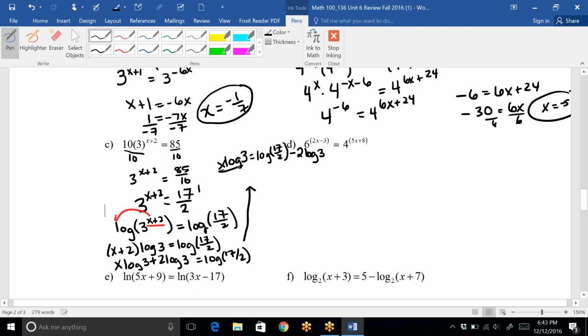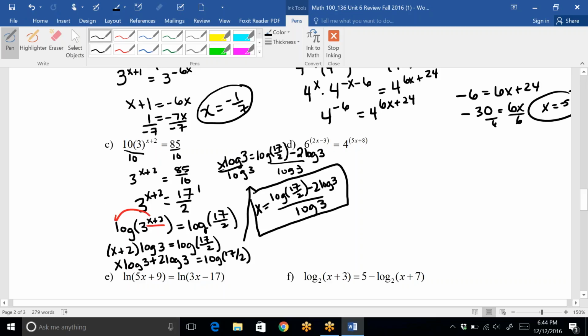So the last step would be to divide everything by log 3. And honestly, you can do more to clean this up, but I don't care about cleaning it up. Some people are very nitpicky about making it a single log by using the properties of subtraction going to division and division. Yeah, I'm not picky. So if you get to this point, we're good. Okay, so that would be my exact answer. If I wanted a decimal approximation, I would just plug that into my calculator.